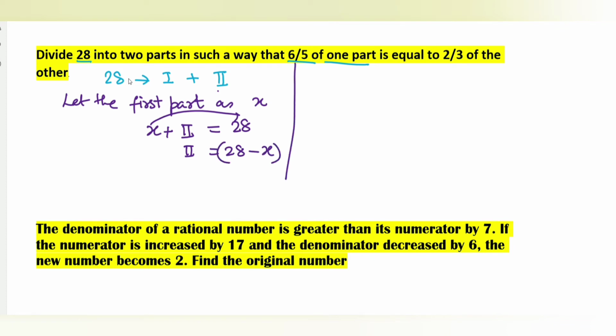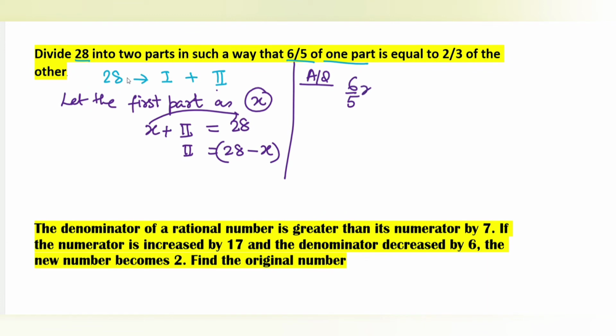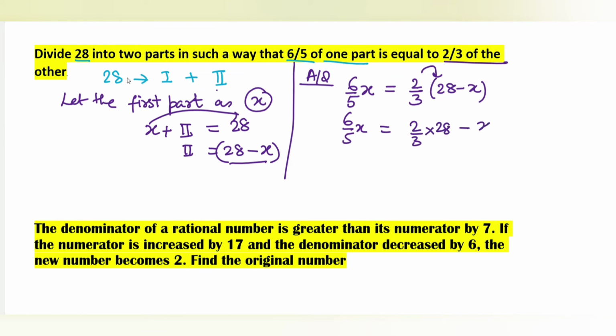Now according to the question, 6 upon 5 of the first part. So the first part is what? First part is x. 6 upon 5 of the first part, this is x, is equal to 2 upon 3rd of the other part. The other part is 28 minus x. Now open the bracket and solve for x. 6 upon 5x is equal to 2 upon 3 into 28 minus x. This 2 by 3 will multiply with x also, distributive property.